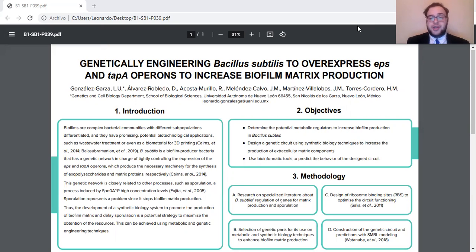So this genetic network is also tightly connected to other physiological processes in the bacteria, and sporulation is one of them. Sporulation in particular is also controlled by a master regulator, posteriorly phosphorylated, which in high concentrations induces entry into sporulation.